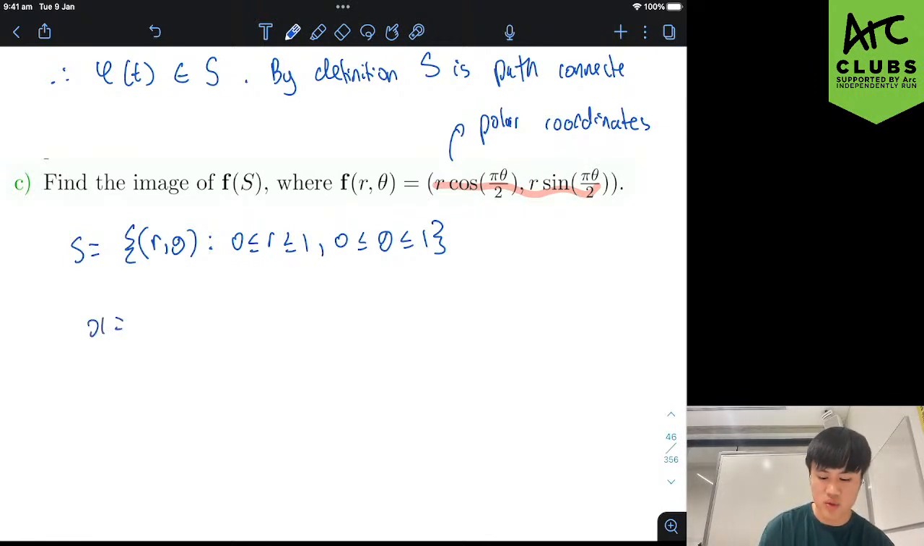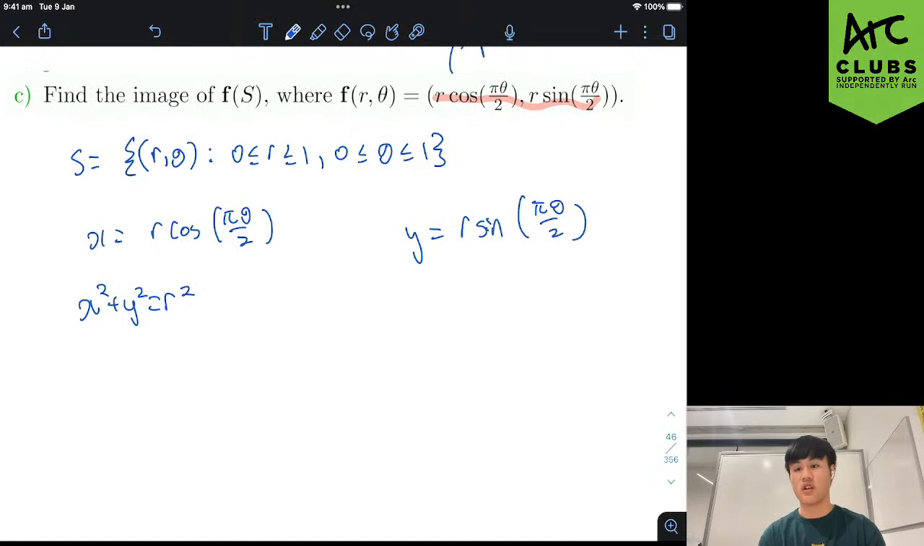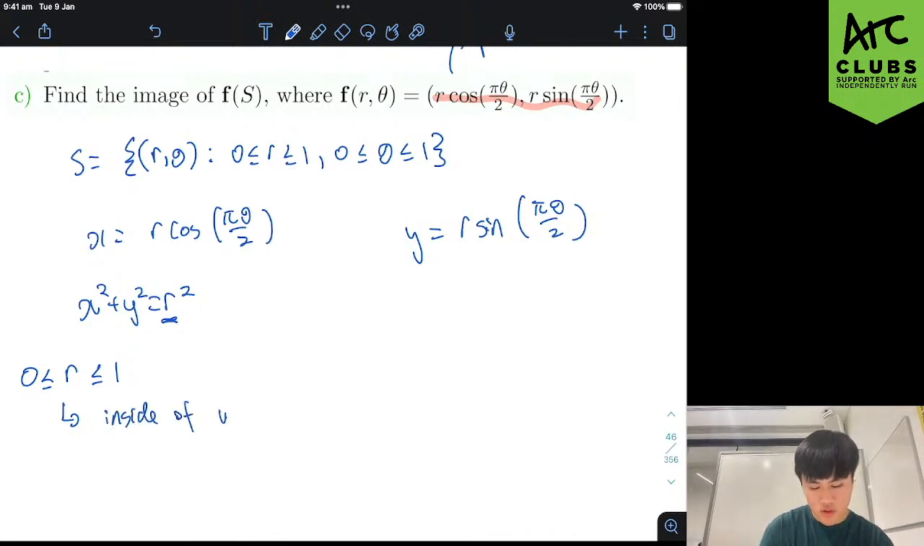If we have x equals r cosine of pi theta over 2, and y equals r sine of pi theta over 2, then x squared plus y squared equals r squared. So you can see clearly that x squared plus y squared is r squared. So this maps to a circle with radius r. The other thing you should remember is that r is bounded between 0 and 1. So this actually just maps to the inside of the unit circle. So far we have this as the inside of the unit circle.